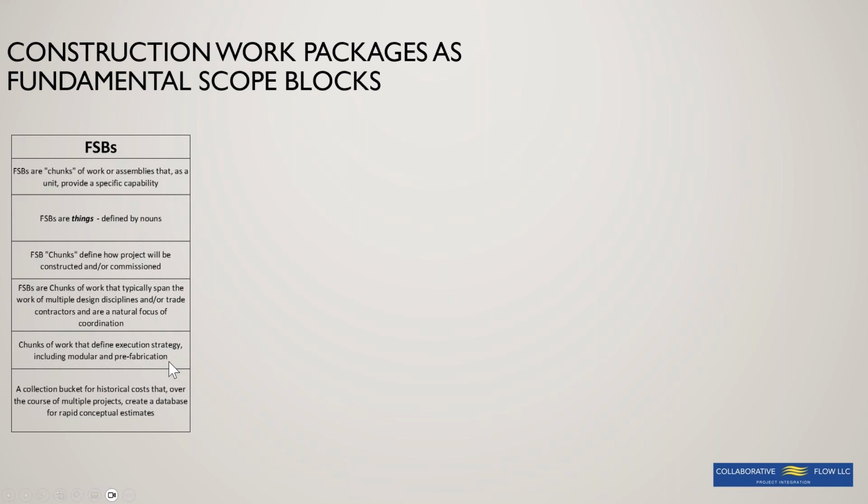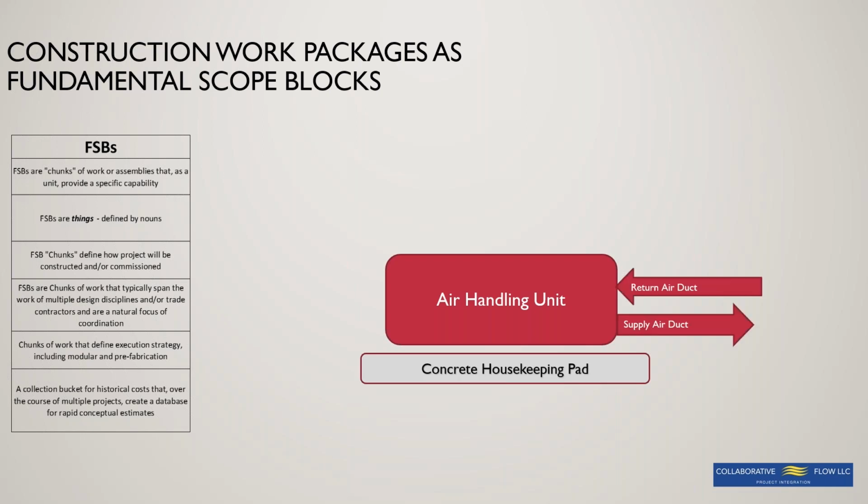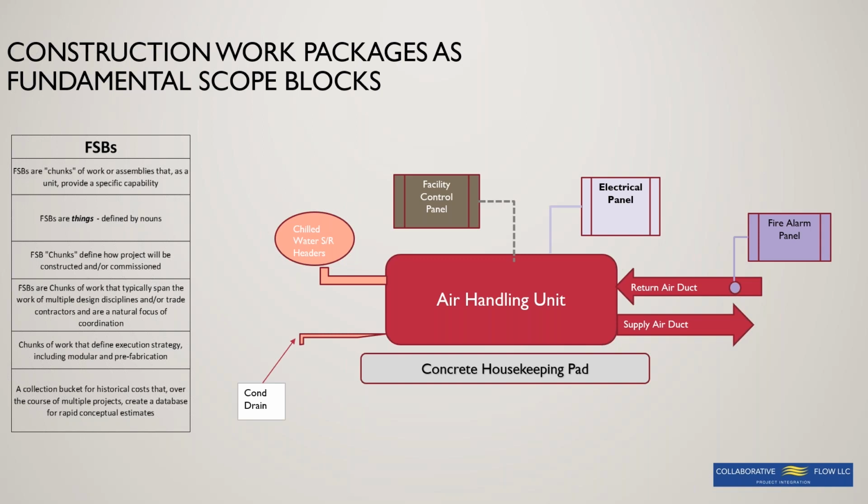To get this across, let's look at an example. An air handling unit is one of my favorite examples, because almost every project, whether it's industrial, commercial, whatever you want to talk about, will have an air handling unit. Someone's got to buy that air handling unit. Someone's going to place a housekeeping pad for it, connect ductwork to it, and hook up the power to it. Someone's going to connect chilled water supply and return to it. And if we have chilled water supply and return, someone's going to have to do condensate. Someone's going to hook up the facility panel and the alarm panel.